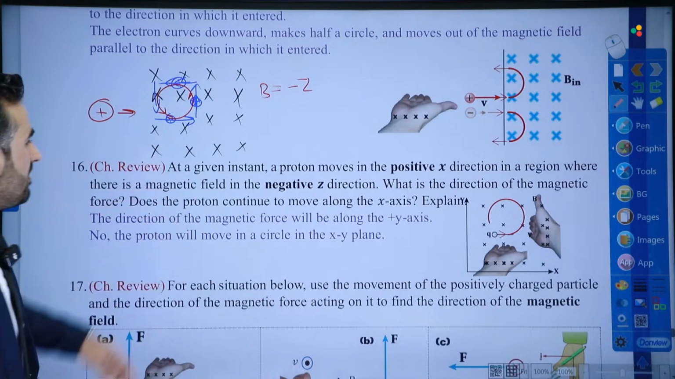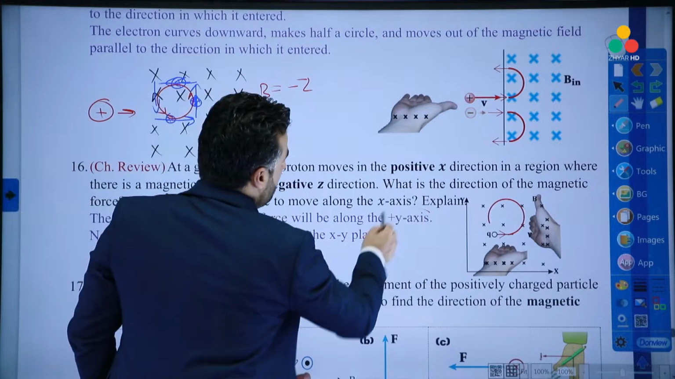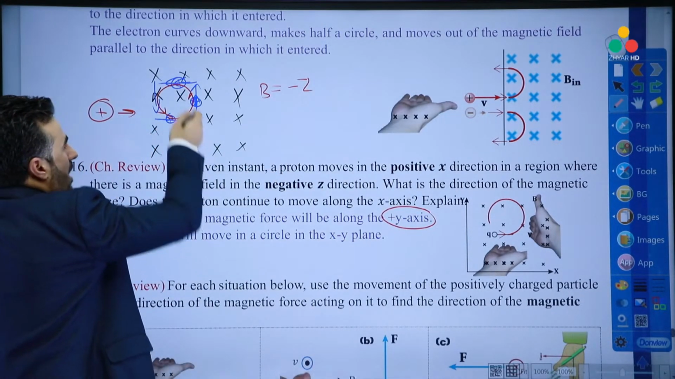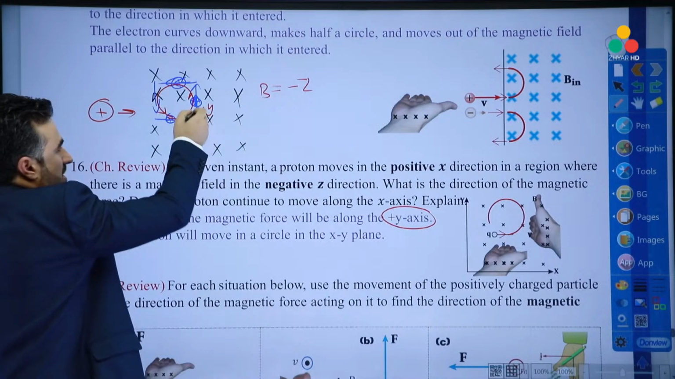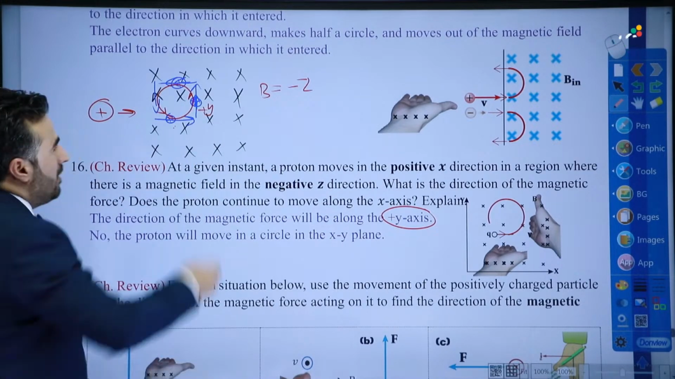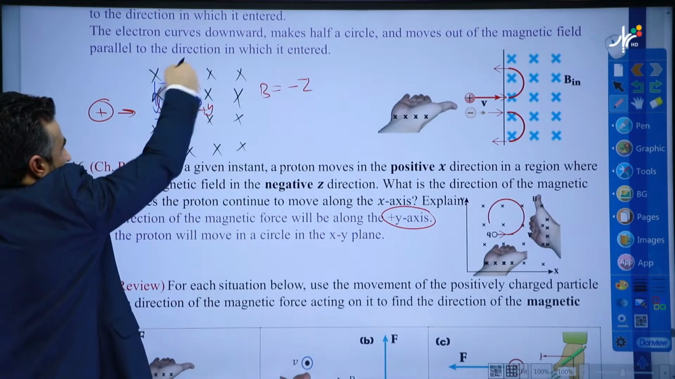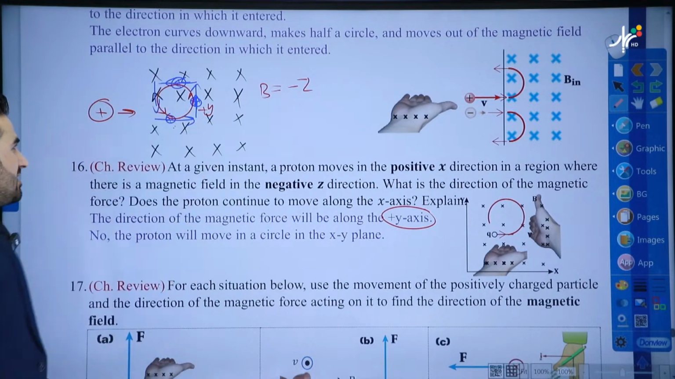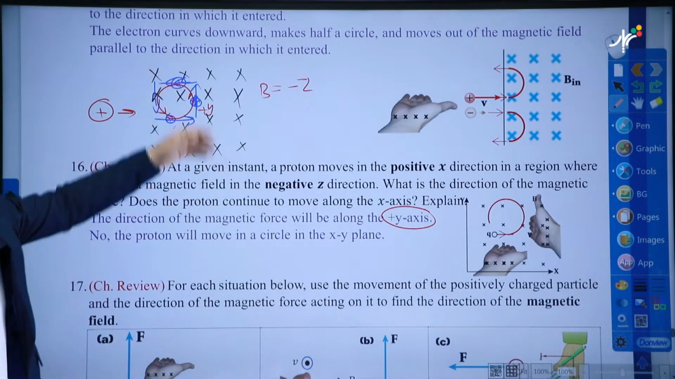So we can say the direction of the magnetic force will be along the... at this point here, the direction of the magnetic force is going to be along the positive y-axis. Once it is here, it is going to be along the negative x-axis. Here, negative y-axis. Here, positive x-axis. So until it makes a full, complete cycle.